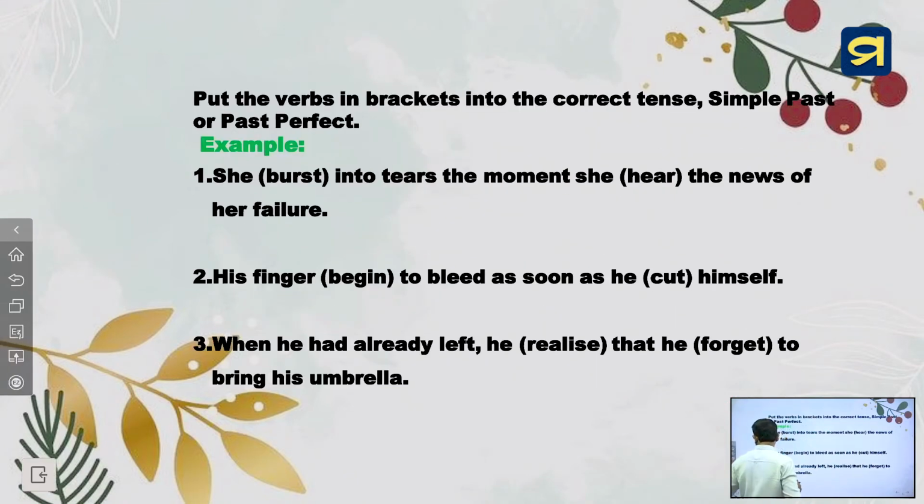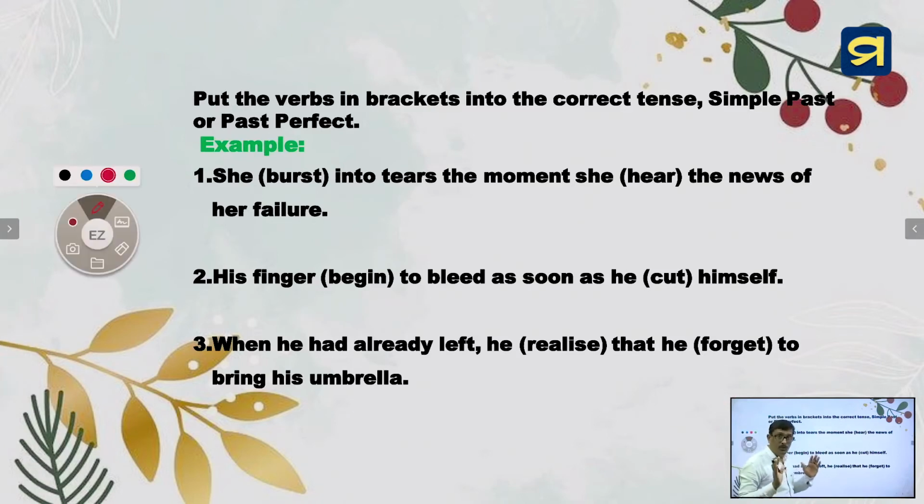Now, we will check how far you understood these two tenses. Okay? Put the verbs in brackets into correct tense, simple past or past perfect tense. Use, that means either you will write simple past or past perfect. Number 1. She burst into tears the moment she heard the news of failure. Which one took place first? Very good. This tense. That means how will we write?